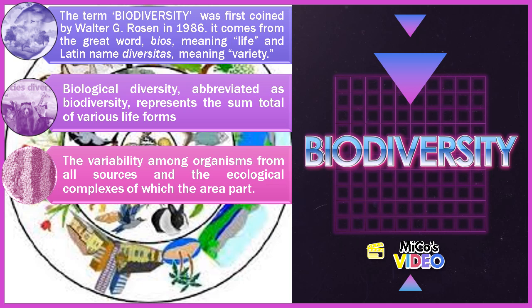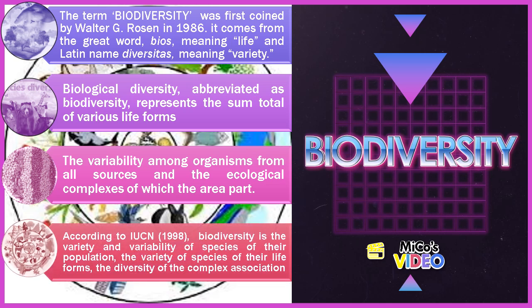According to the International Union for Conservation of Nature in 1998, biodiversity is the variety and variability of species and their populations, the variety of species and their life forms, the diversity of the complex associations of species with their interactions and their ecological processes which influence performance.